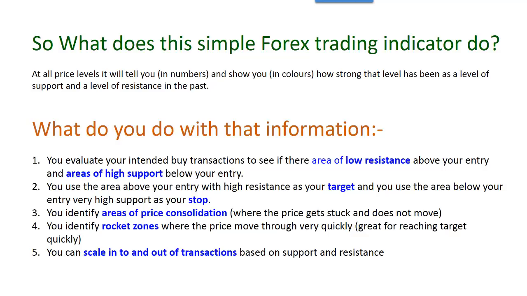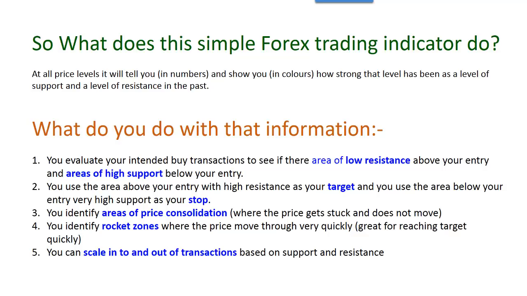And it is quite simple. At all price levels, and quite honestly, you determine the price levels which you want the information to be displayed at. It will tell you in numbers, so it quantifies the strength and weakness of each level, and it will show you in colors, so the colors will be different. There'll be brighter and darker colors depending on the strength of that support and resistance. And that will tell you how strong every level on your trading chart has been historically. Now, that's basic support and resistance trading.